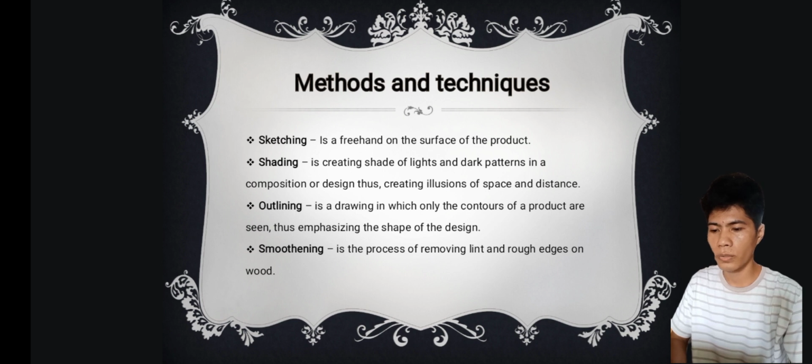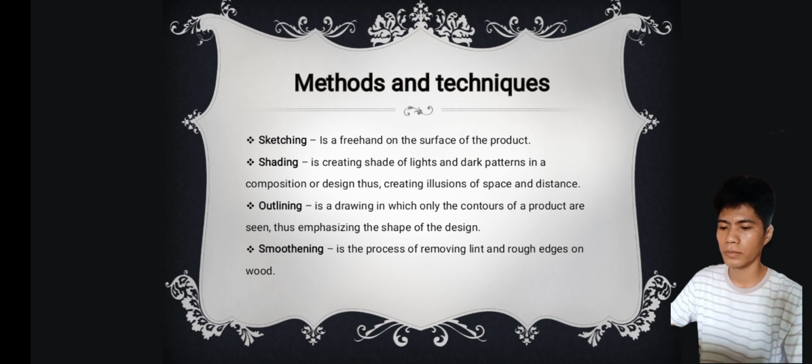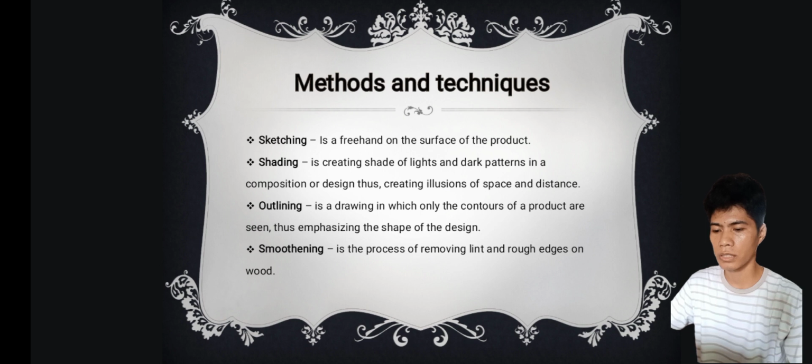So outlining is a drawing in which only the contours of a product are seen, thus emphasizing the shape of design. So kung maning method para mahibalaan kung kato ba siya or ang design ba nimo or square ba or circle ba man outlining, mag-outline sa ka para mahibalaan kung kato ba siya square.